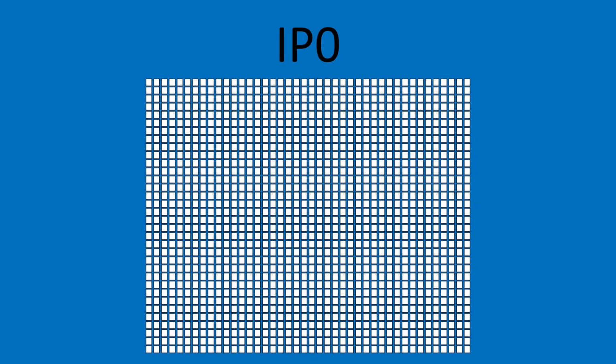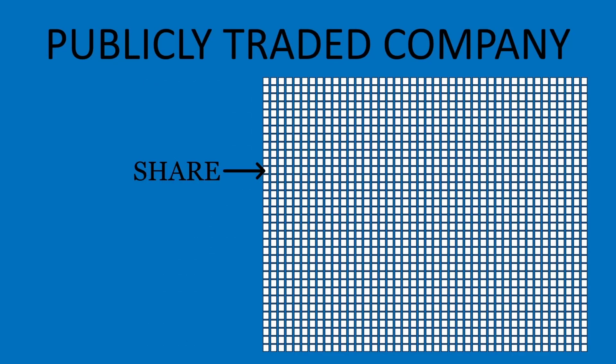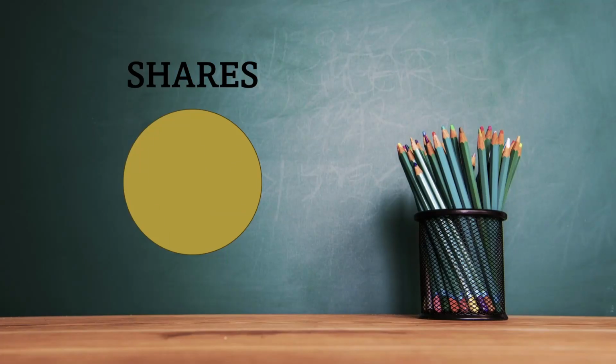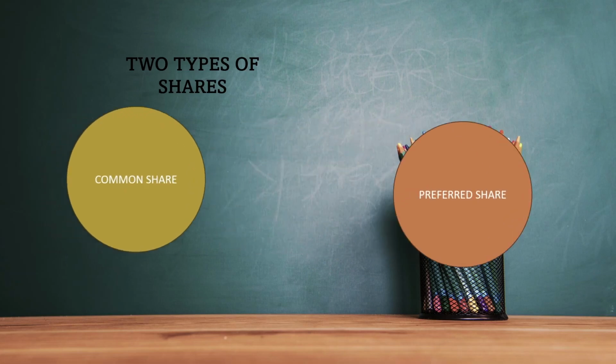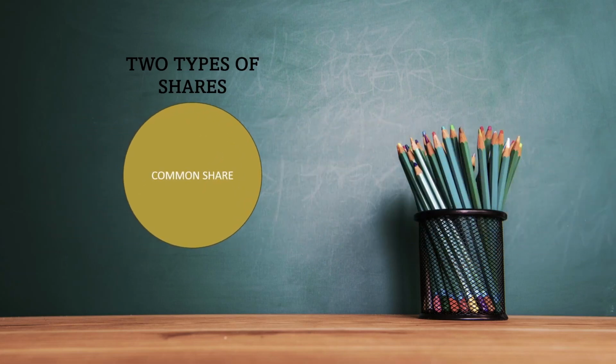The ownership of this public company is divided into typically between tens of thousands and tens of millions of small pieces called shares. There are two types of shares, common and preferred. We're going to skip over what the difference is, and for the rest of the video, when I refer to a share, I'm referring to a common share.